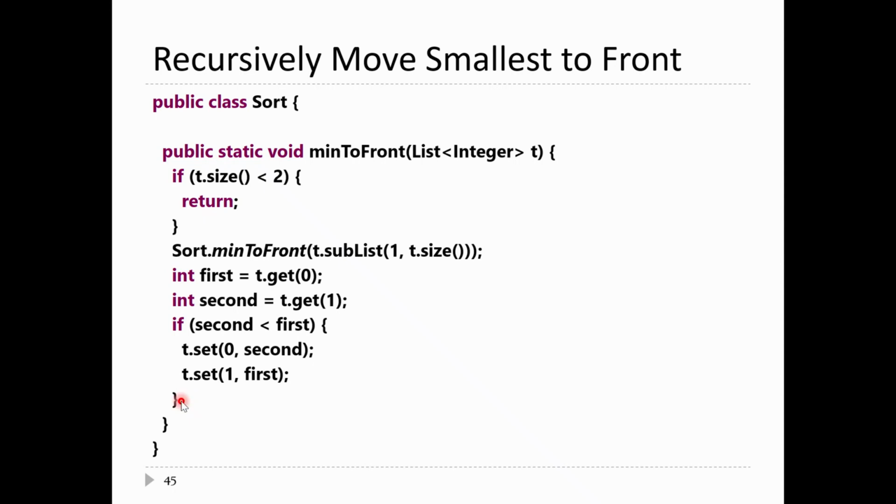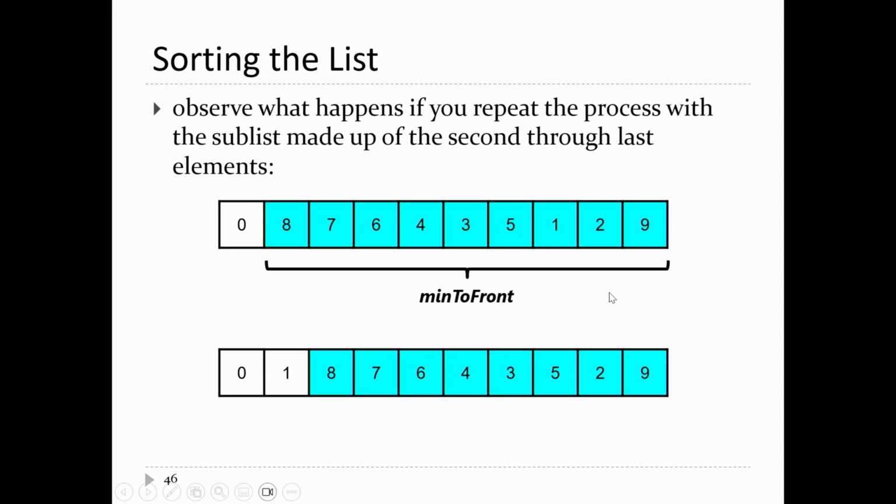So there's nothing after this if statement, and you're done. And so that, believe it or not, will recursively move the smallest element in a list to the front of the list. Okay, now why am I showing you this? Because you can use that method now to sort a list. So what happens if I repeat that process, looking at smaller and smaller sublists of the original list?